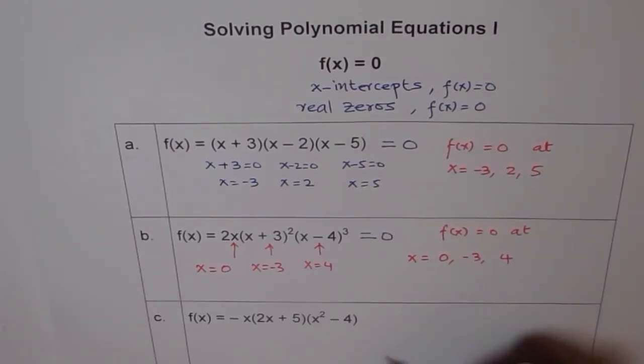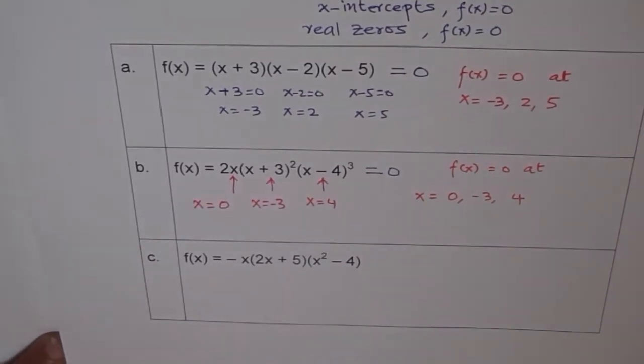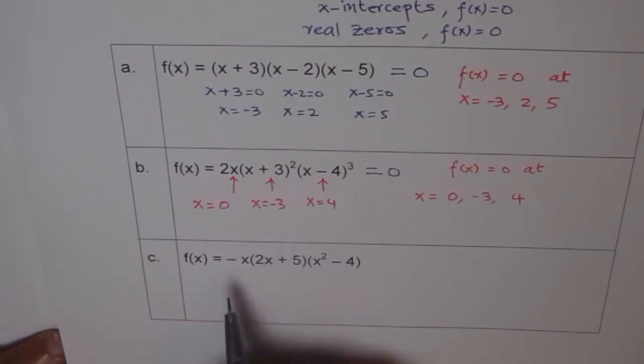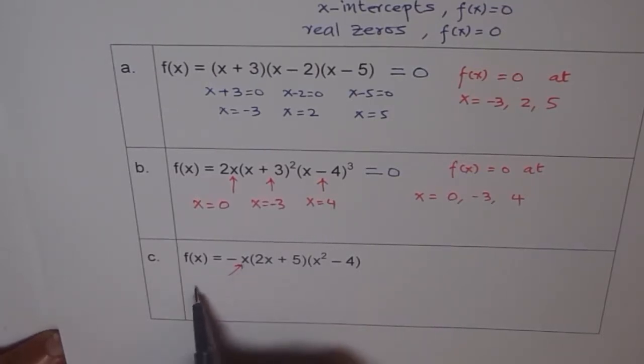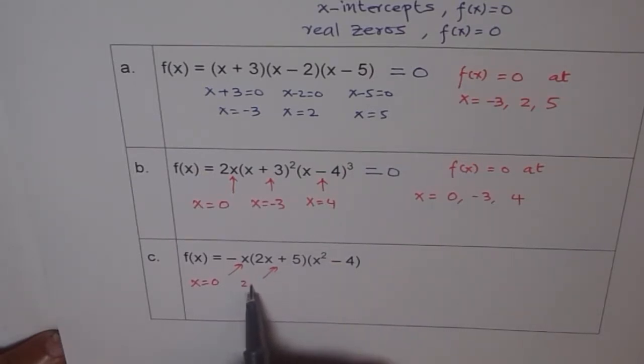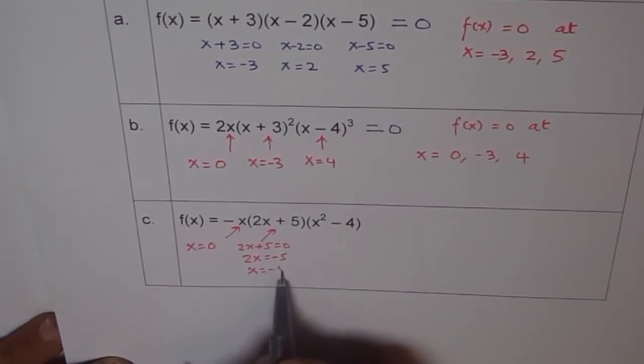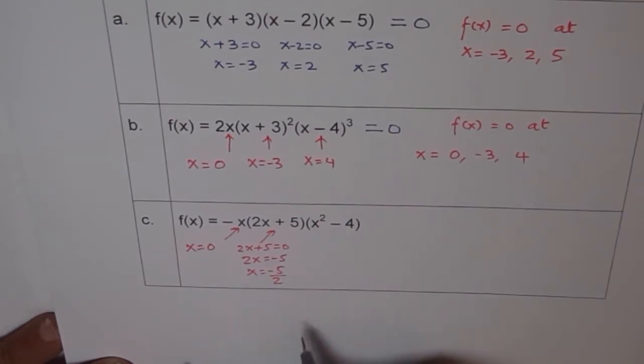Now, let's do the last question. So the last question is kind of tricky because I have given factors but not completely. Now here let's go through it. When is this 0? This is 0 at x equals 0, correct? How about this? 2x plus 5 equals 0, equate it as we did in the first case. So let's do it. 2x plus 5 equals 0, that means 2x equals minus 5, okay? So x is equal to what? x is equal to minus 5 over 2, correct? So that's the value for 0.